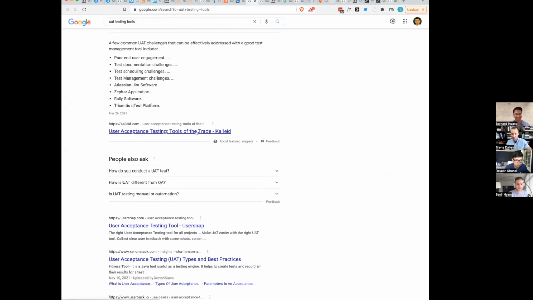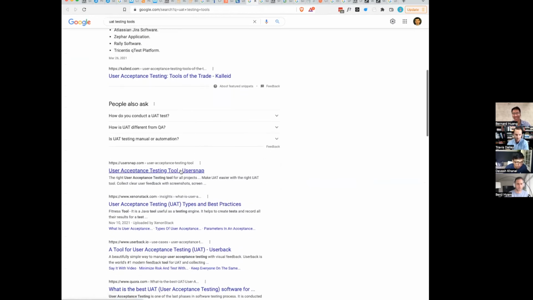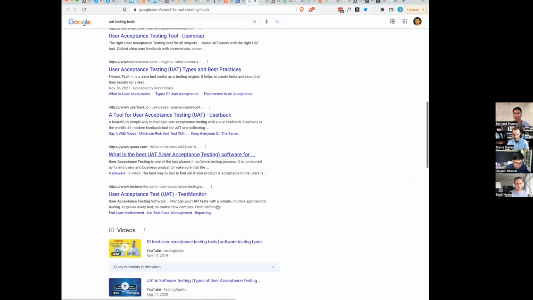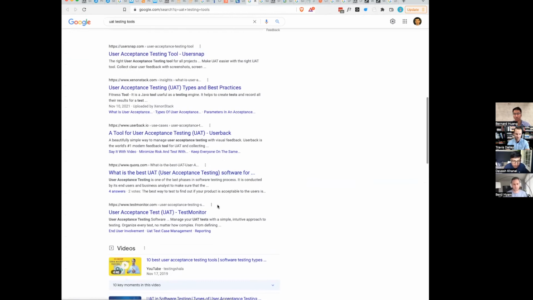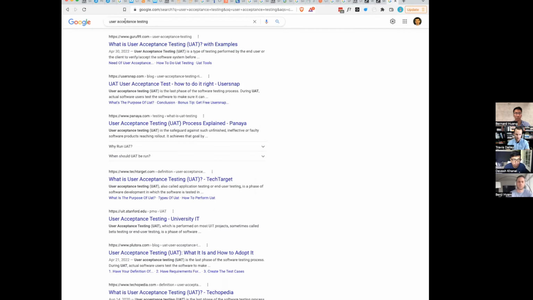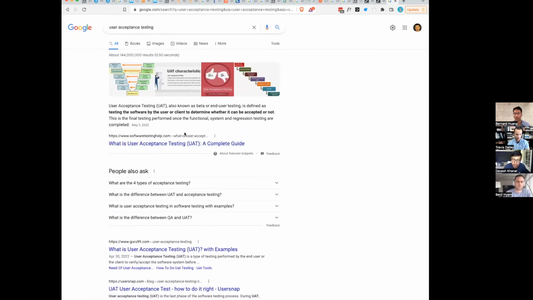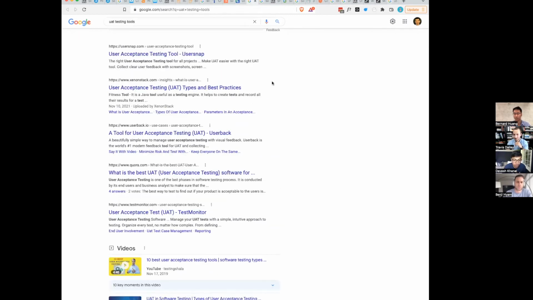So: user acceptance testing tools of the trade, tools, userSnap, Userback.io, Quora question, what is the best UAT software? So if you build UAT software, and you're spending your time and resources trying to rank for this, where people want Stanford.edu documents apparently, and softwaretestinghelp.com's thing, my point is you sure as hell should have already ranked for this, because otherwise why not? The product intent is really high.